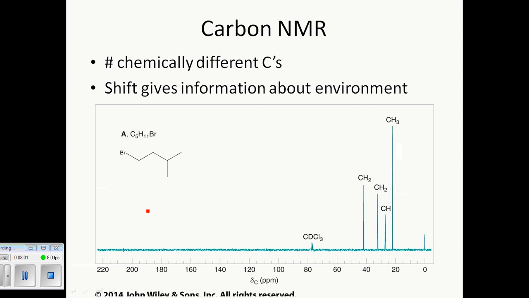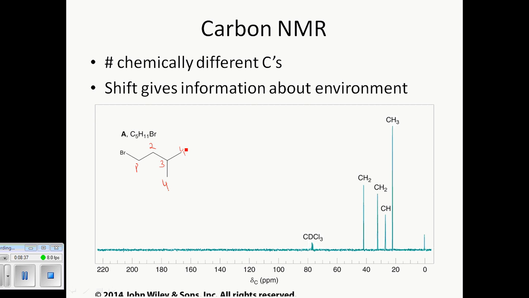So moving on to the different types of NMR, we have carbon NMR. That gives us the number of chemically different carbons. The difference here is that you don't get splitting with carbon-13. So really you get the number of different types of carbons you have, and then the shift gives you some information about the environment. In the example here, you can see that you have 4 different types of carbons. If you look at this molecule, there's 1, 2, 3, and then these are both the same, so they both count as 4.